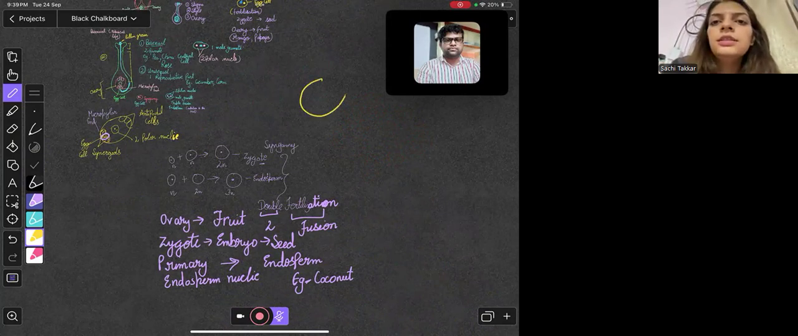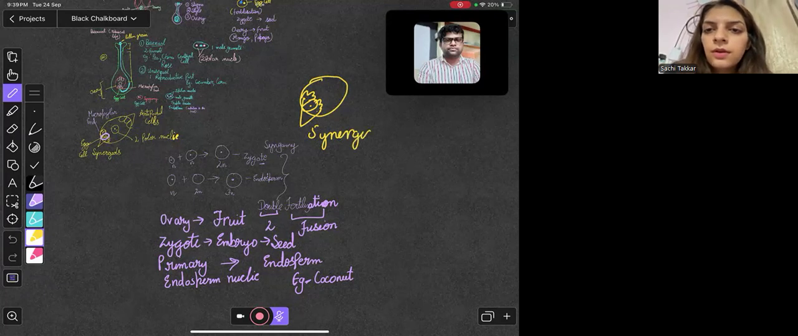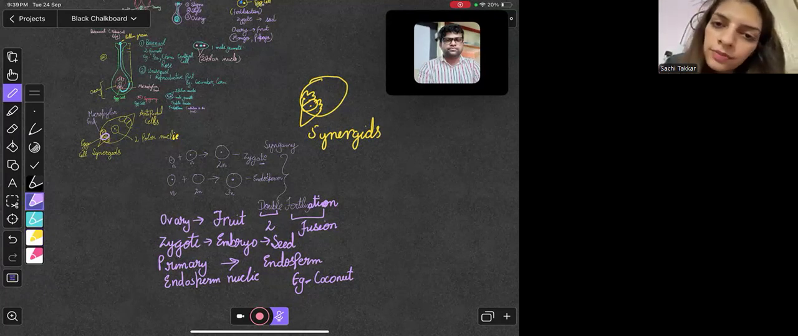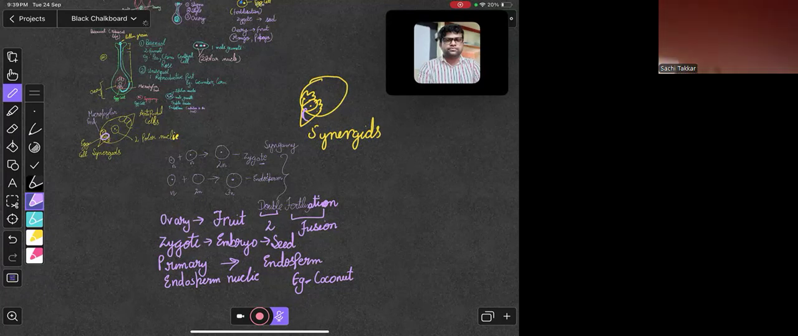Okay, so this is the ovary and these are synergids and this is the egg cell. These synergids will only be there when male gametes are entering inside the ovary. They guide the entry of the male gametes, and then they will disintegrate, meaning they will vanish. Whatever is left is the egg cell.